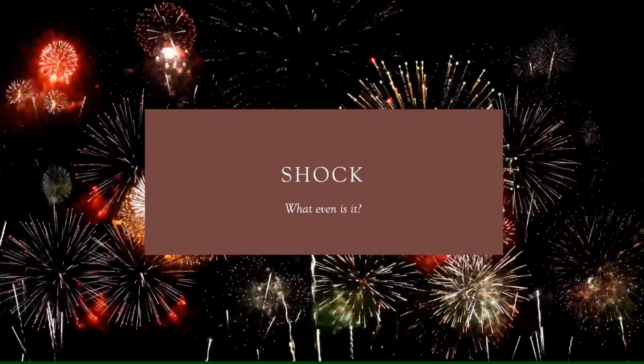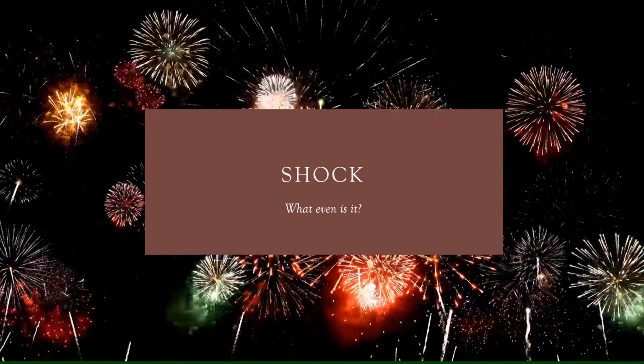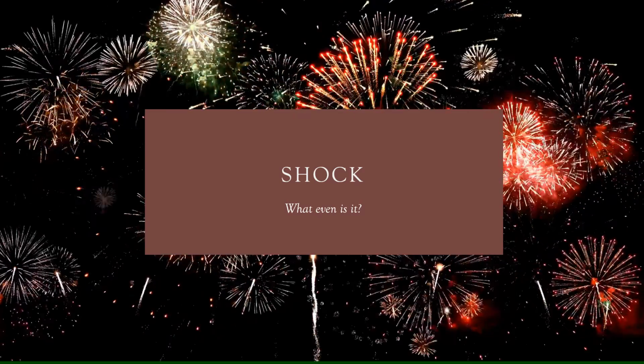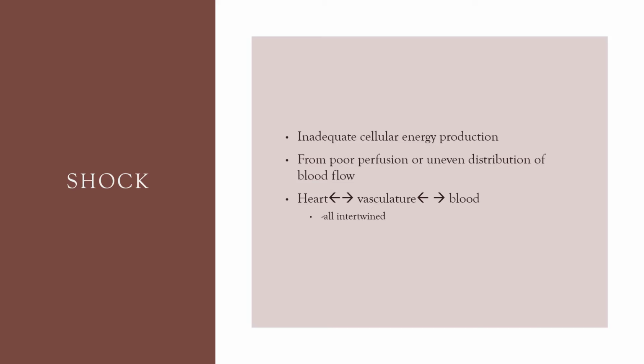This is going to be a shockingly quick basic review of shock and all the different types of shock. So shock is inadequate cellular energy production from poor perfusion or uneven distribution of blood flow. The heart, the vasculature, and the blood all work interconnected in a sort of triangle, and if one of them fails, then they all basically suffer.